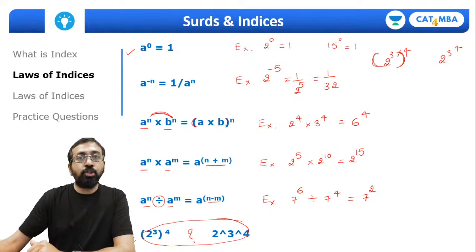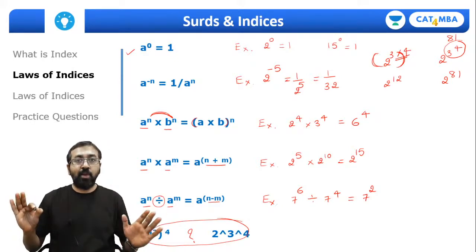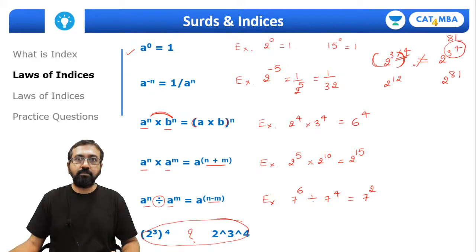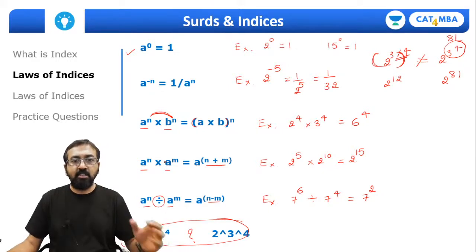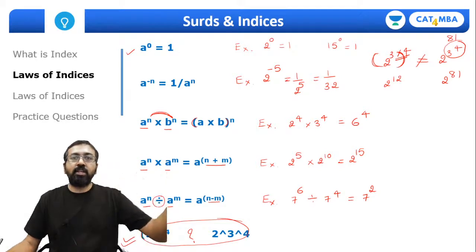So once again, 2 raised to 3 whole raised to 4 will be written as 2 raised to 12. These two powers will multiply each other. But when it is 2 raised to 3 raised to 4, then first we'll have to solve this thing. So 3 raised to 4 is 81. So this result is 2 raised to 81. It's a big number. So these two are not equal. Please remember, they are not equal. So by this time you should be clear what the difference is between 2 raised to 3 whole raised to 4 and 2 raised to 3 raised to 4.